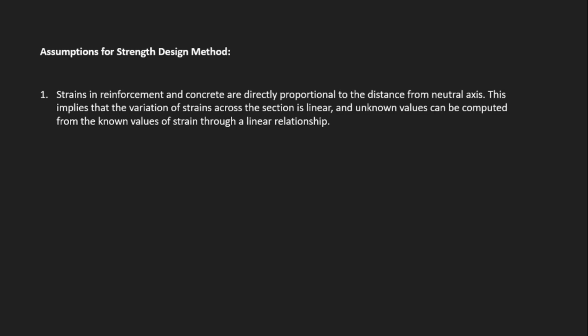We have also assumptions for strength design method. So, una, our strains in reinforcement and concrete are directly proportional to the distance from neutral axis. Ito yung neutral axis kung nasaan yung centroid of our cross-sectional area. So this implies that the variation of strains across a section is linear and unknown values can be computed from the unknown values of strain through a linear relationship.